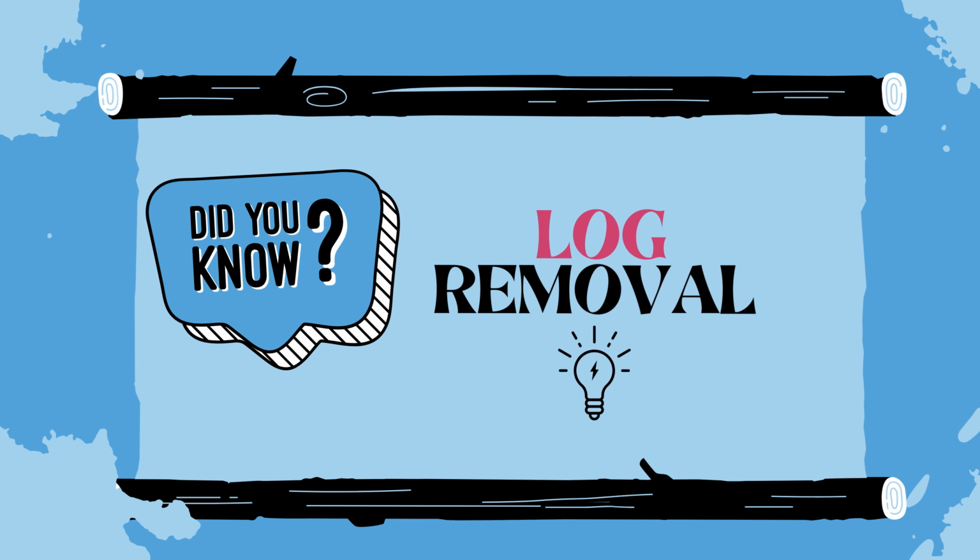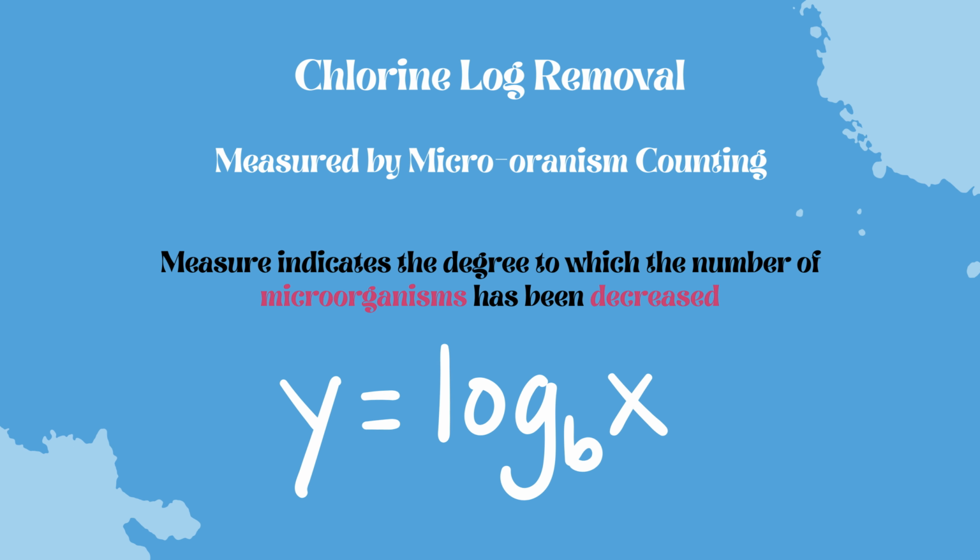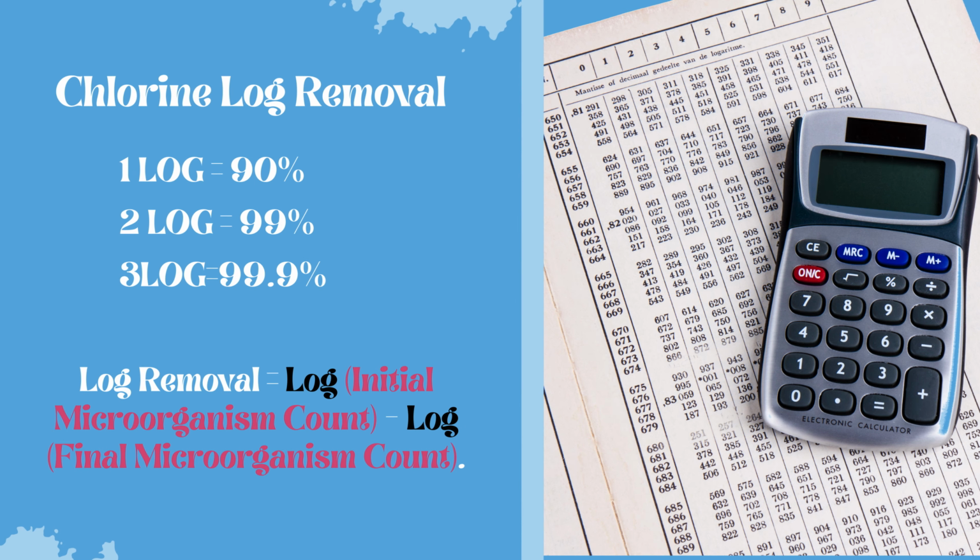Ever wondered how we measure the effectiveness of killing organisms in water? Let's delve into the concept of log removal. Log removal quantifies the reduction in microorganisms present in water after disinfection. For instance, 1 log removal means 90% of organisms killed. 2 log removal means 99% of organisms killed, and so forth.